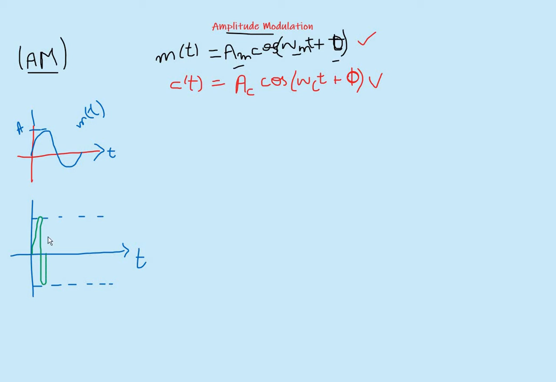Carrier signal is always a high frequency signal. I am again and again repeating the same thing. Carrier signal is always a high frequency signal, and our message signal is a low frequency signal. That is the basic concept of modulation. Our message signal is a low frequency signal, that is why we need a carrier signal to transmit it from one point to another. So this is our carrier signal.